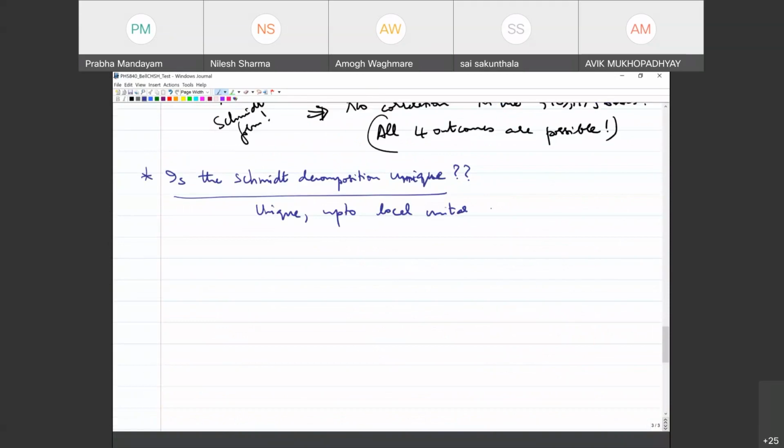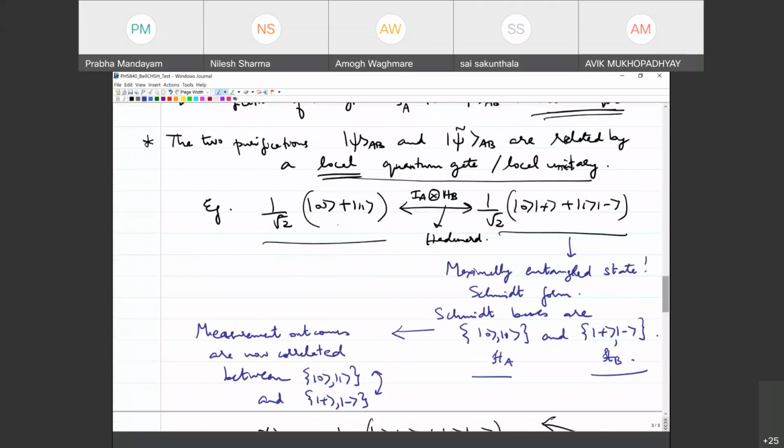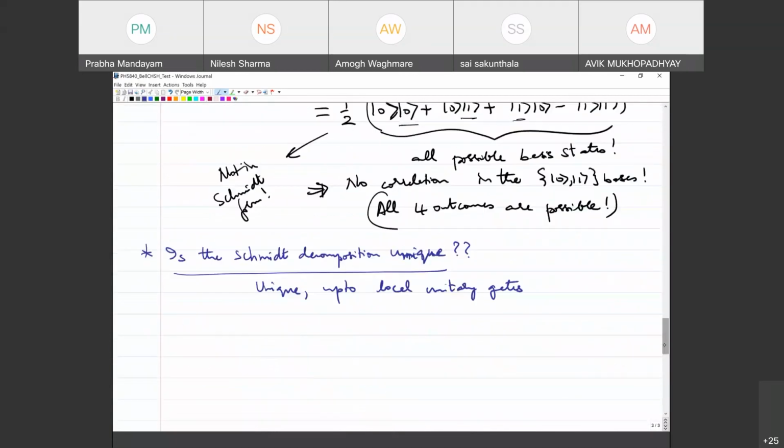Of course, these local unitary gates do transform the state. So when I go from this to this, I have applied a certain local gate. I don't call both of these the same state. This is what I call a Bell state. I do not call this a Bell state. However, the extent of correlations in both states is the same because they are related by a local unitary transform. So the moral of the story is that local quantum gates cannot change the entanglement content of a state.